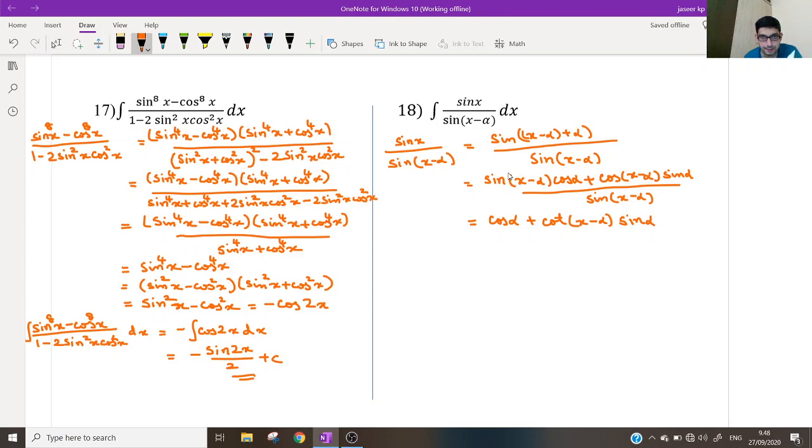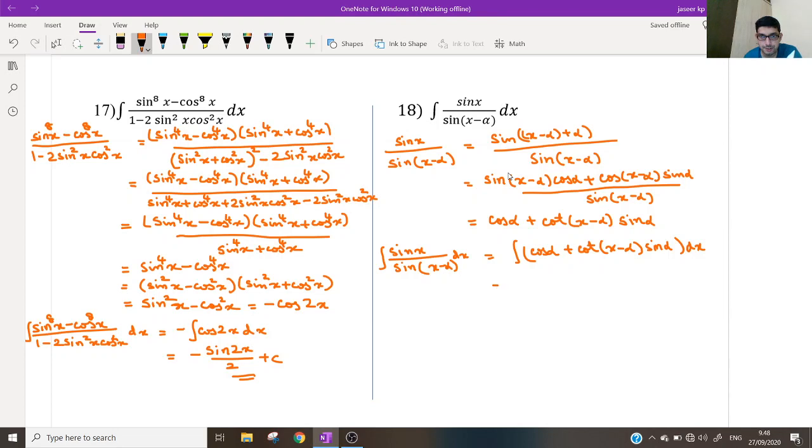Now we can integrate this. Integral of sin x divided by sin x minus alpha dx is equal to the integral of cos alpha plus cot x minus alpha into sin alpha dx.